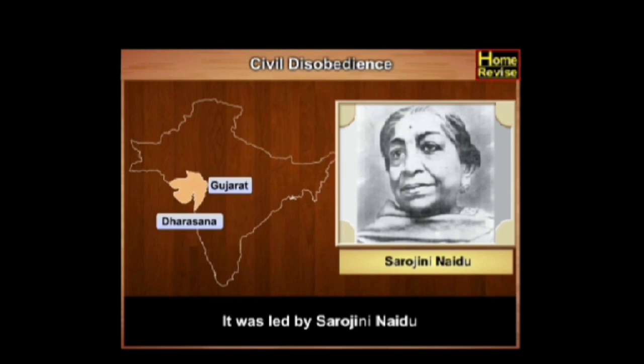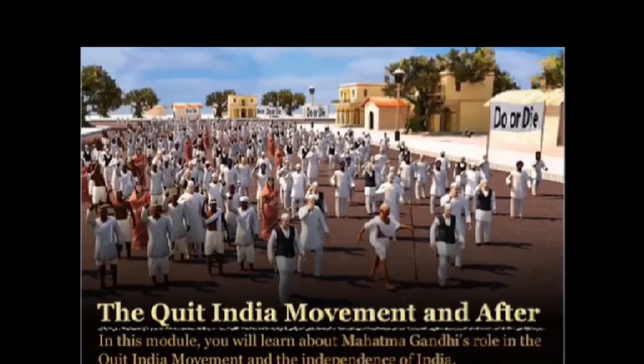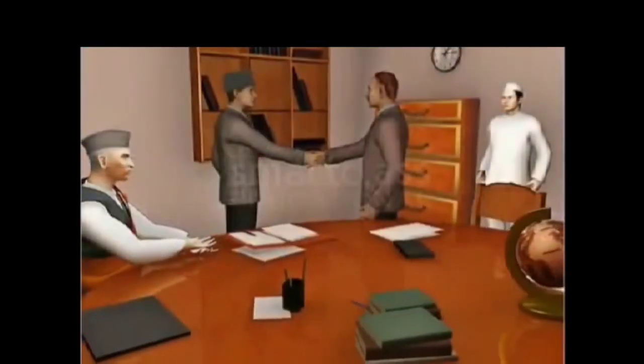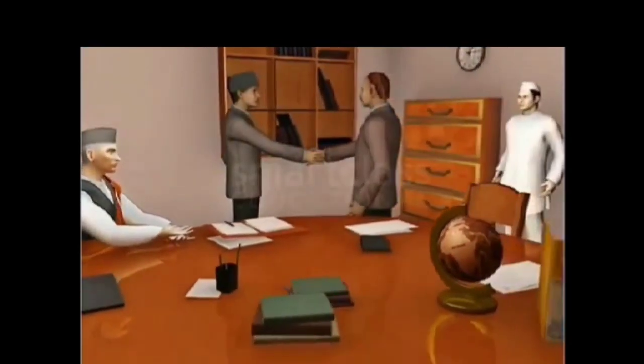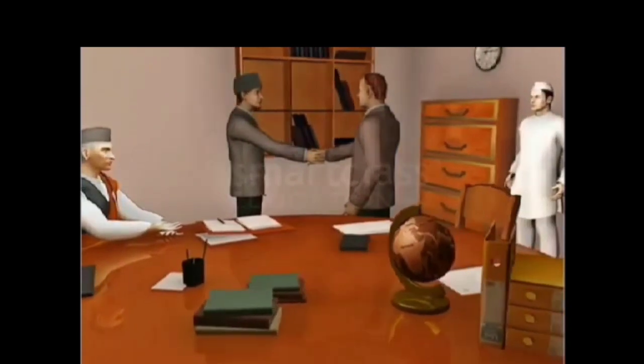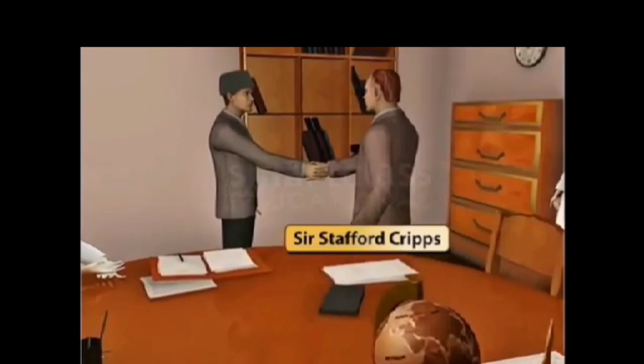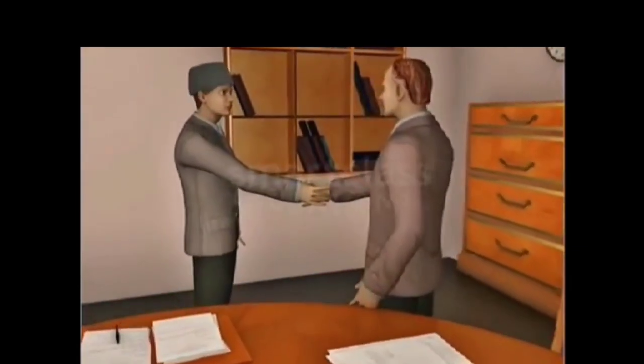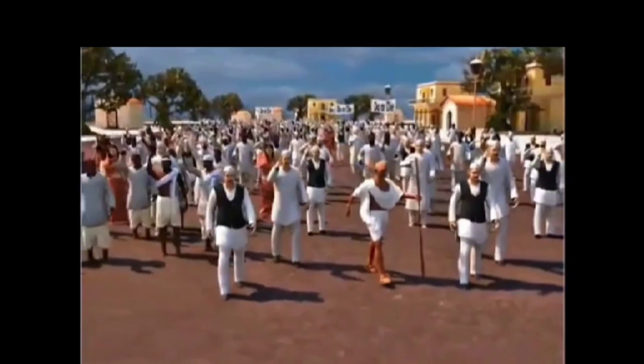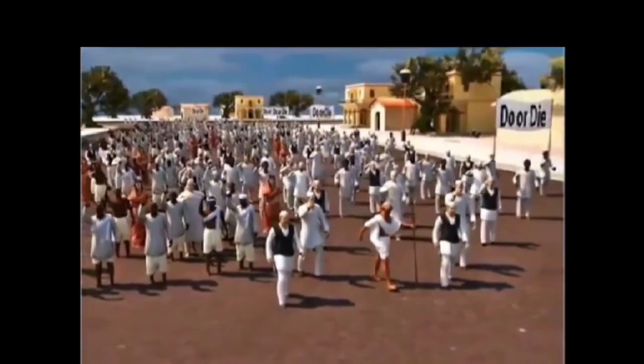In August 1942, the Quit India Movement began, and immediately afterwards Gandhiji was arrested. However, the young activist Jayaprakash Narayan carried over the movement, reorganizing the strikes. The main demand of the Quit India Movement was an end to British rule in India. So Gandhiji proclaimed to the nation to do or die.